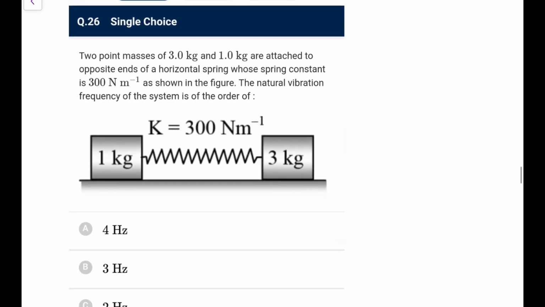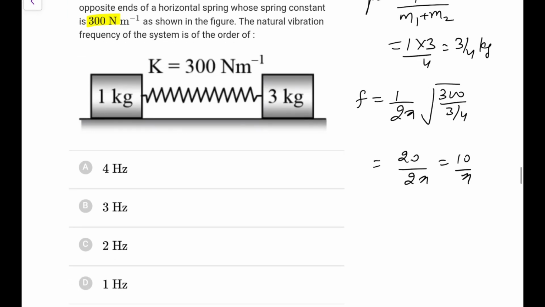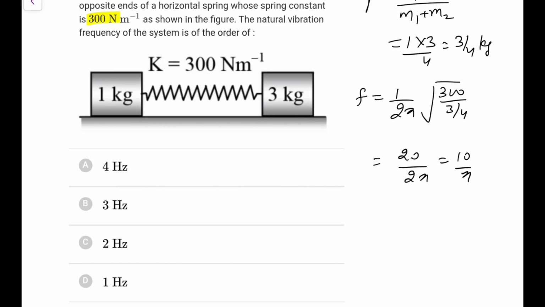Next one. Two point masses 3 kg and 1 kg are attached to opposite ends of a horizontal spring with spring constant 300. For the natural vibration frequency, you can directly say you will use the reduced mass instead of the single mass. So reduced mass is m1 m2 over m1 plus m2, which would be 1 into 3 by 4, so 3 by 4 kg. So effectively, frequency is 1 by 2 pi root of k by m. k is 300 and m is 3 by 4, so it comes to 400. So root gives 20 by 2 pi, which means 10 by pi, approximately 3 hertz.